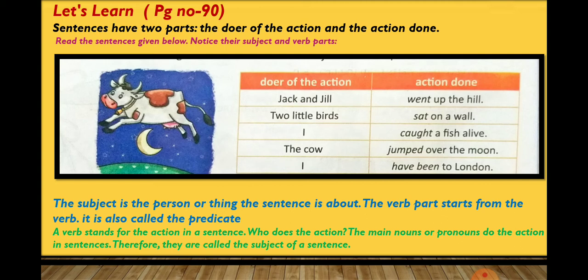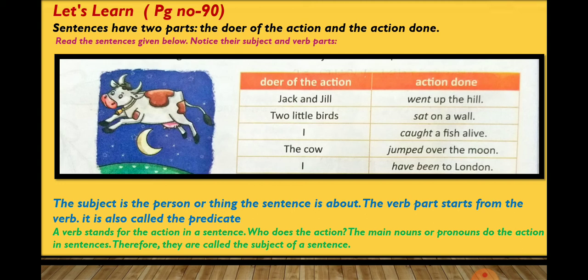Two little dicky birds is your subject or the doer of the action. What did they do? Sat on a wall. So that is the action done. I caught a fish alive. So who caught a fish alive? Yes, the doer is I. And what did the doer do? Caught a fish alive. Next, the cow jumped over the moon.